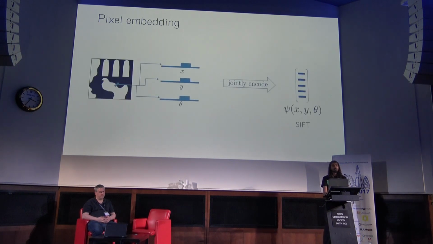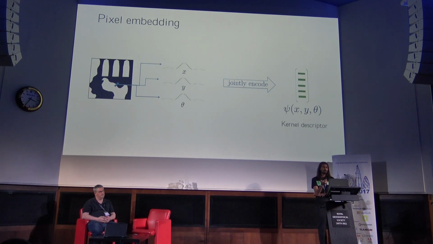So far we've seen that given a pixel, we need to first parameterize it in terms of x, y, and theta, and then we jointly encode it. In the case of SIFT, it is a step function, and for our descriptor we just need to change the functions that we are using into a continuous version, and we get our kernel descriptor.